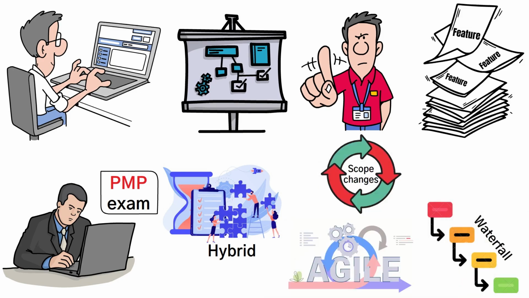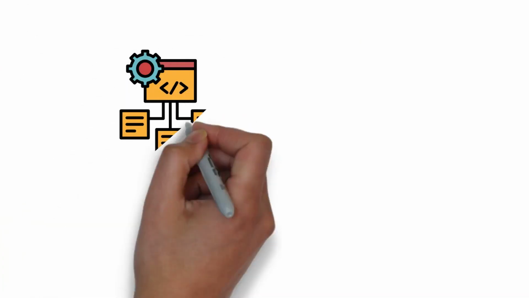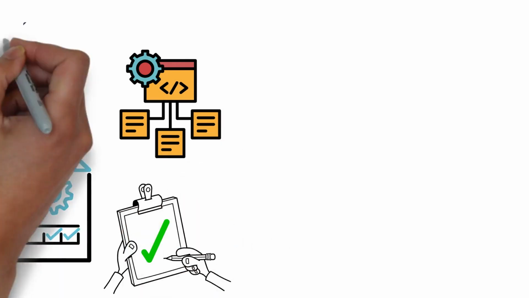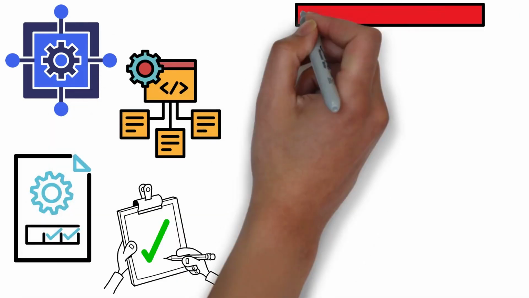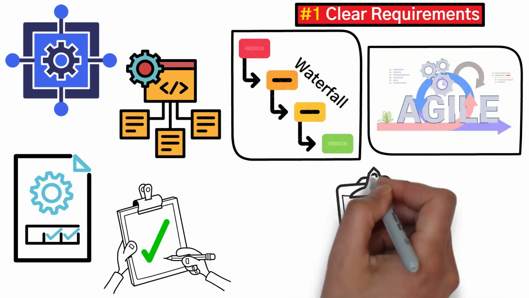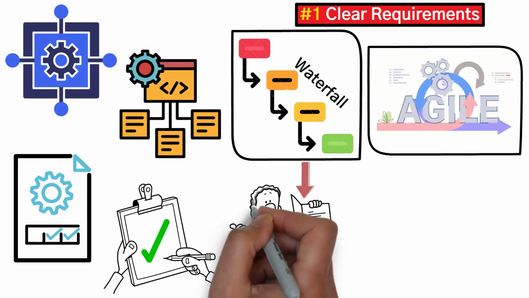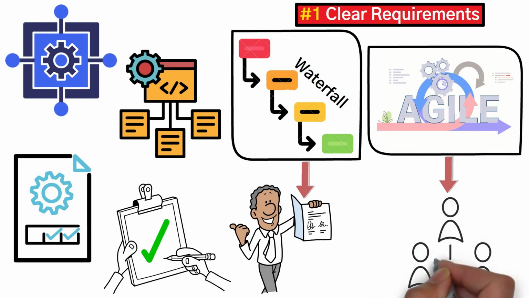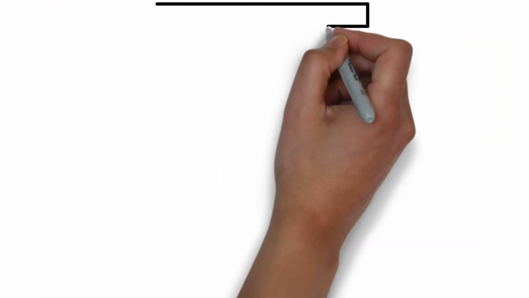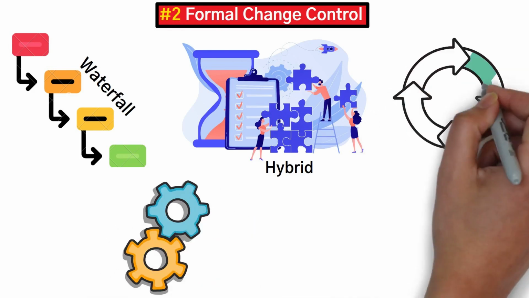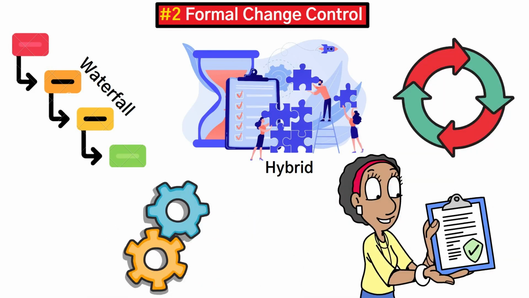managing scope changes. Regardless of which project management framework you're using, there are some universal strategies you can apply to prevent and manage scope creep. 1. Clear requirements. Whether you're in a waterfall or agile environment, make sure your requirements are clear. In waterfall, capture detailed requirements up front, and in agile, gather them incrementally with continuous stakeholder engagement. 2. Formal change control. In waterfall and hybrid environments, make sure you have a formal process in place to handle changes. Every change should go through the proper channels for approval.